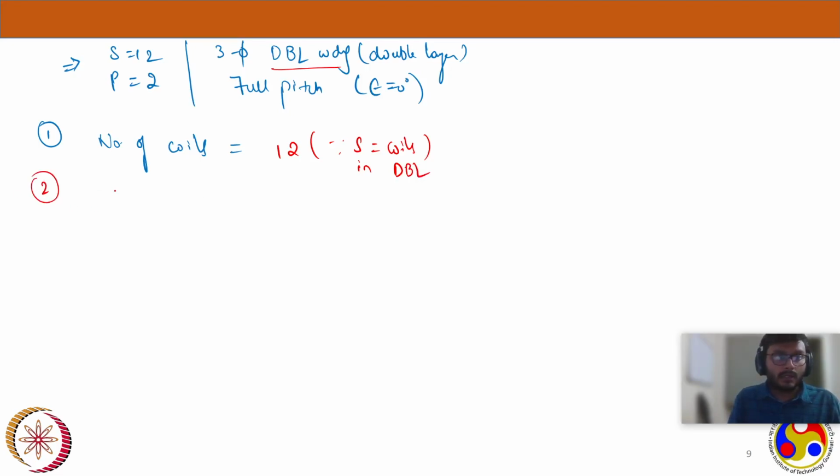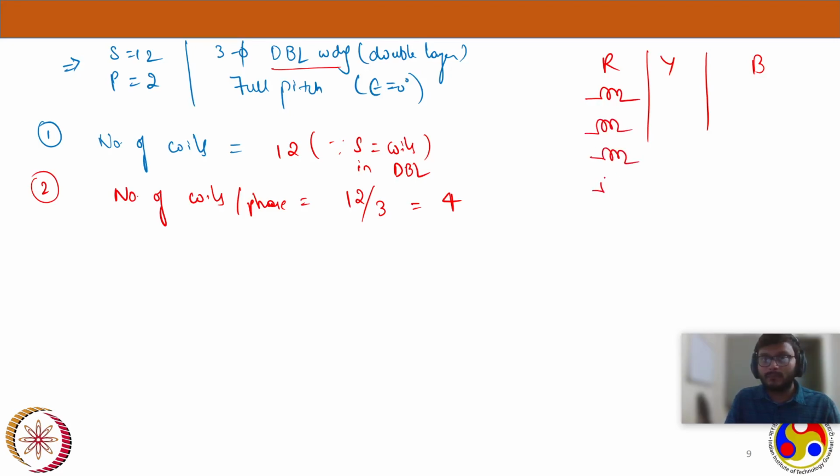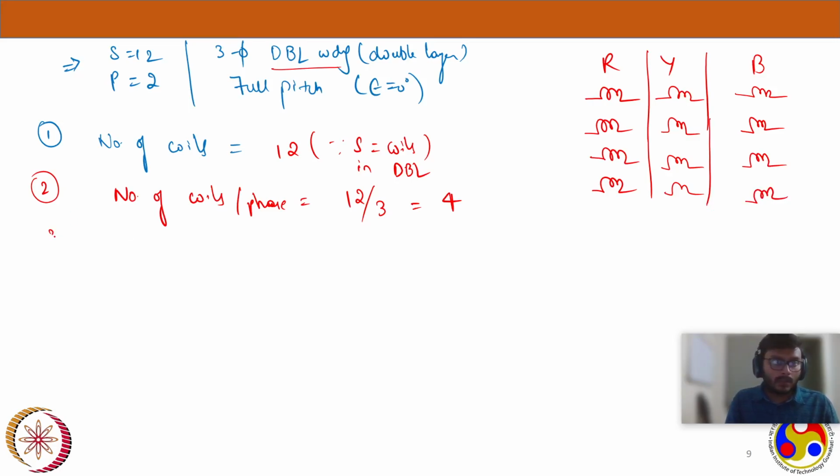Now, my second question. I know there are total 12 coils. Number of coils per phase. How many phases do we have? 3 phases. Right, answer 4. So for each phase, let's say I'm having R, Y, B, I will have to place 4 coils. If you understand this one, it will be very simple for you to solve the assignment question, which is very simple. You just have to pay attention.